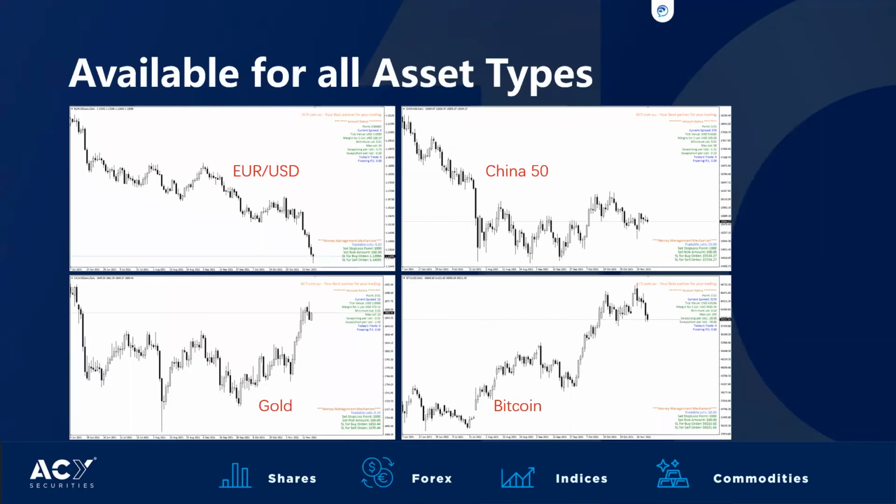Keep in mind that you can use this particular indicator across all asset types. Whether you're trading an individual foreign currency pairing, the entire stock market index, commodities like gold and oil, or even cryptocurrencies, you can use this indicator across the whole variety of asset types.